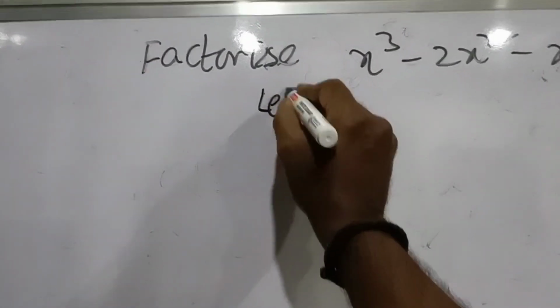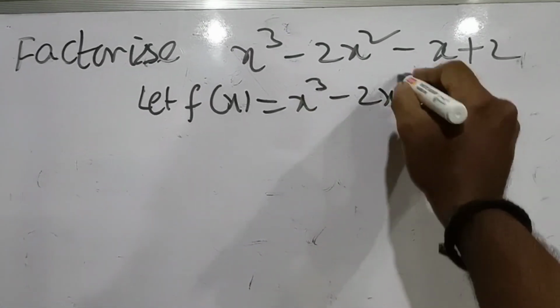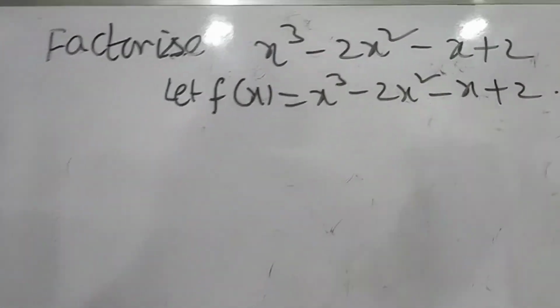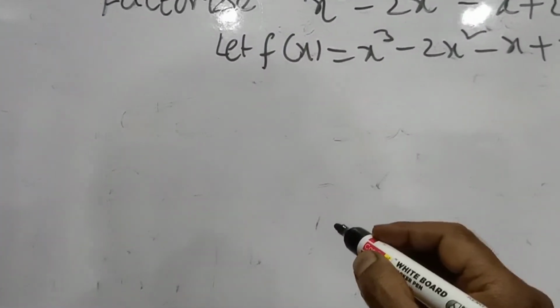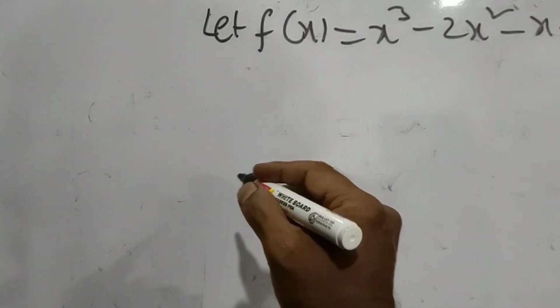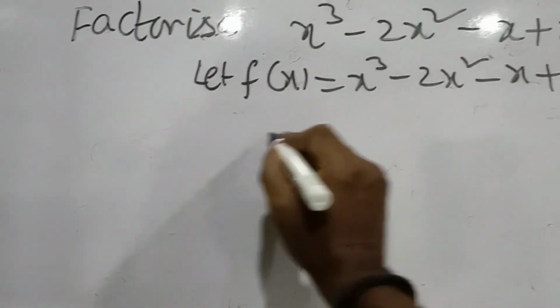X cube minus 2x square minus x plus 2. Let f of x is equal to x cube minus 2x square minus x plus 2. When we observe this f of x polynomial clearly, sum of the coefficients of odd powers is equal to sum of the coefficients of even powers. In such a case, x minus 1 is one of its factors.